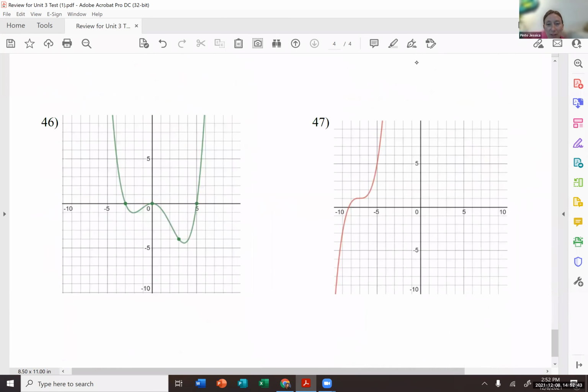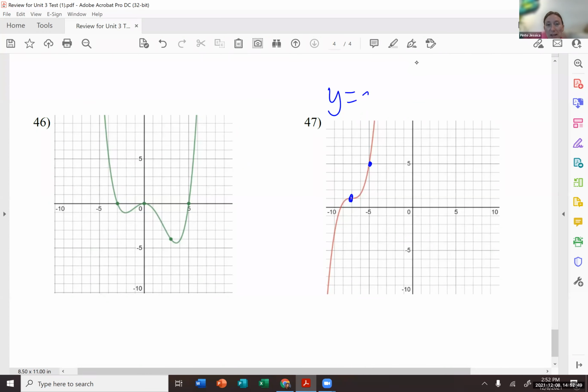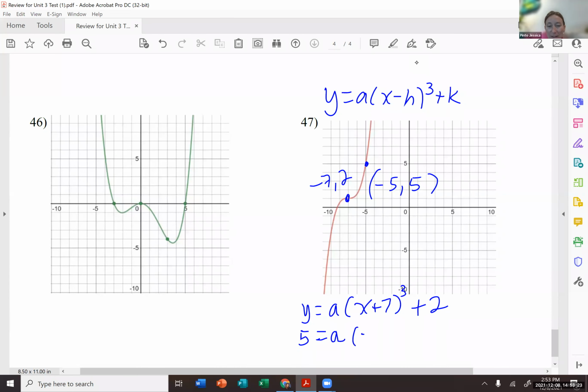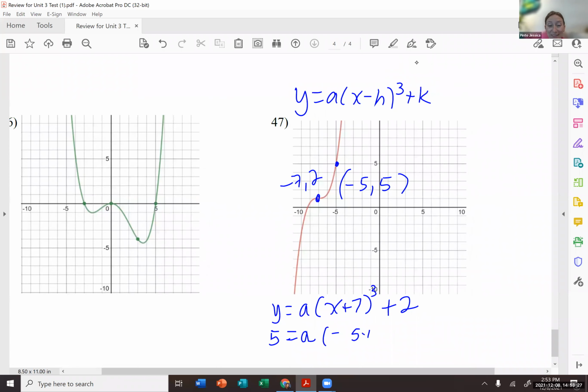Oh, well, I guess I lost everything. So this is the HK. This is a snake from cubic. So y equals a, x minus h to the 3rd power plus k. So seeing here, the h looks to be -7, and k is 2. And so I've got y equals a, x plus 7 to the 3rd plus 2. And then this ordered pair, oh, right on, it's -5, 5. So that's 5 for y equals a, and then -5 plus 7 to the 3rd plus 2.